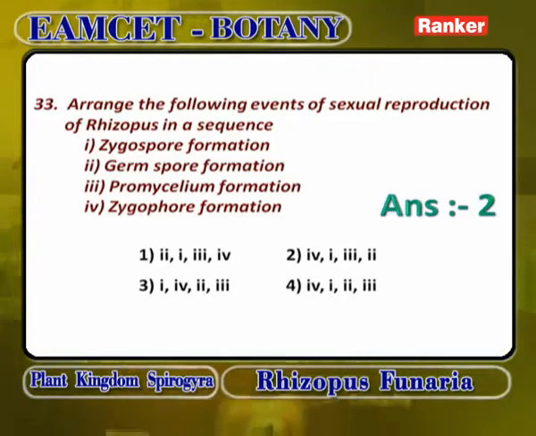Next one, zygospore formation. Once the gametangia fuse, nuclear fusion takes place and ultimately fusion results in zygospore formation. Then promycelium formation. The zygospore gives rise to a special outgrowth called promycelium, and finally germ sporangium formation. So first is zygophore formation, 4. Next is zygospore formation, 1. Then is promycelium formation, 3. And last is germ sporangium formation, 2. So 4, 1, 3, 2 is the correct sequence in the sexual reproduction of Rhizopus.